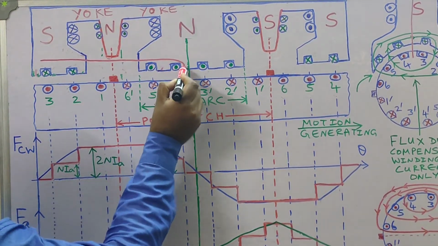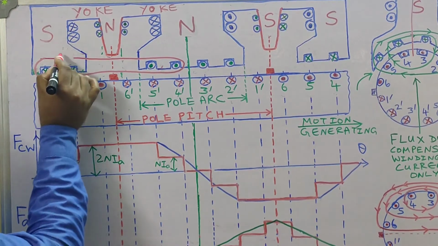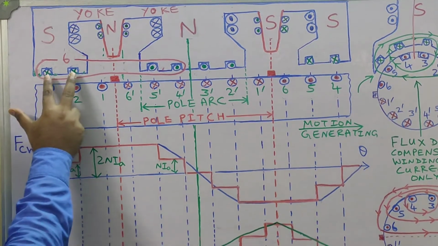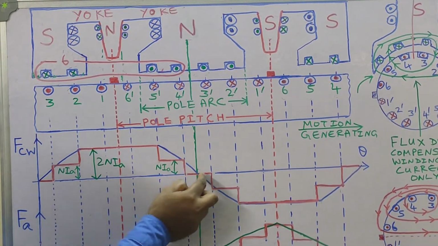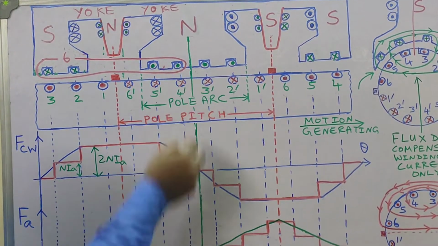So let us take this as our path number 6. You see in this path number 6, what do you find? That there are 2 cross current and 2 dot current. So they cancel each other. So you see the MMF is 0 along this particular path. So you see the MMF is 0 at the pole center.